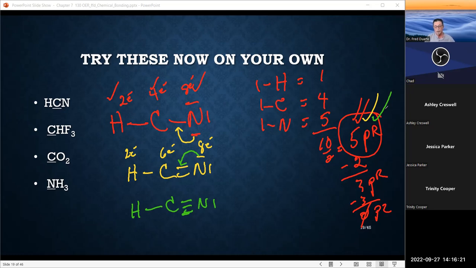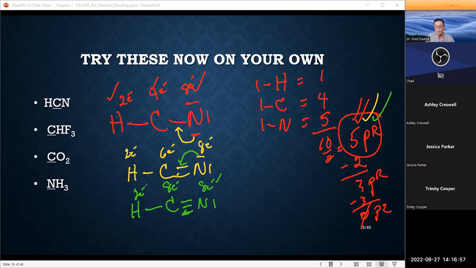Okay. Now go back and check the octet. For nitrogen, there are 8 electrons total. One of them is a lone pair on nitrogen itself, and then the other 6 are shared with the carbon, with that triple bond. So nitrogen's good. Carbon also has 8 electrons around. 6 of them are shared with the nitrogen, and 2 of them are shared with the hydrogen. So it's got 8. And then there's the 2 electrons for hydrogen, and so that's happy.